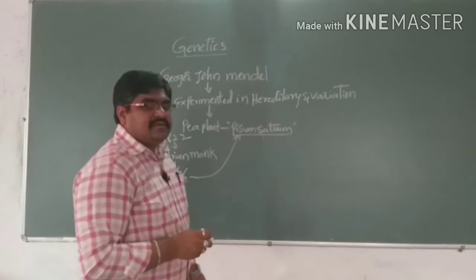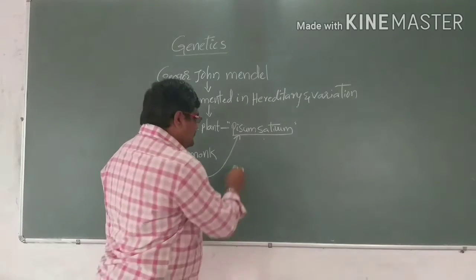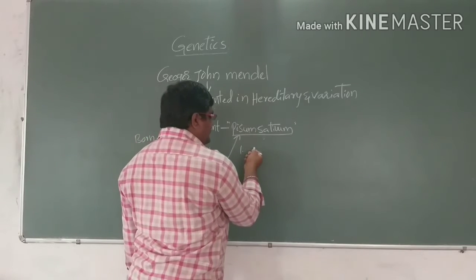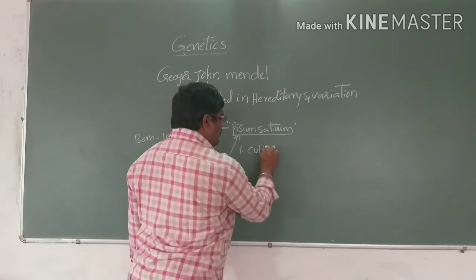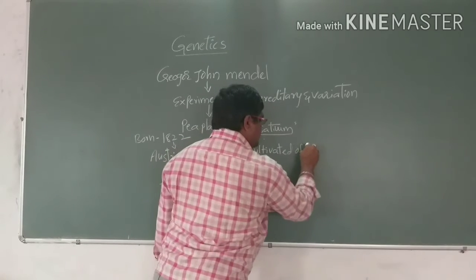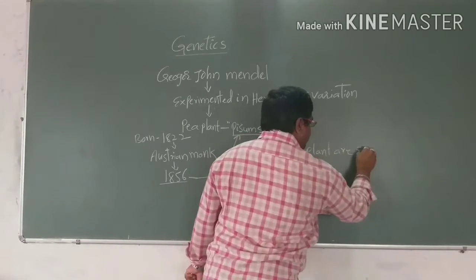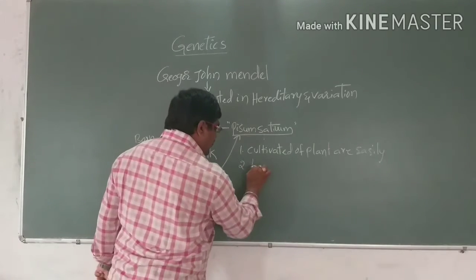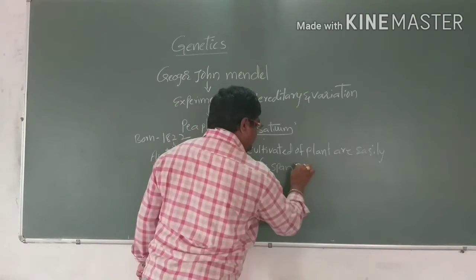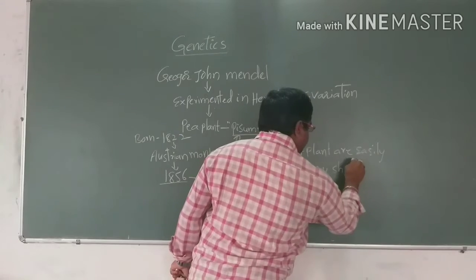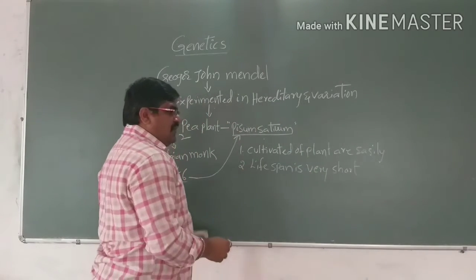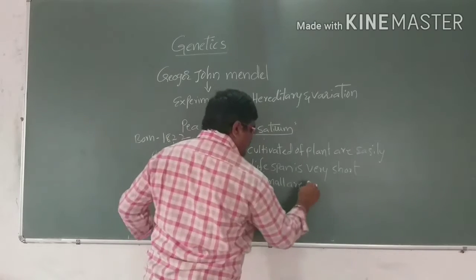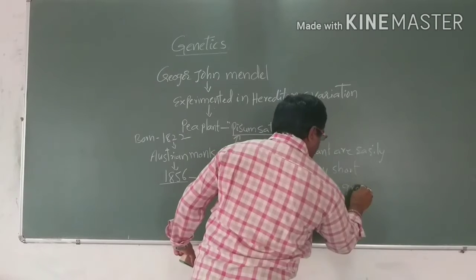Why did he select the Pisum sativum, the pea plant? First, the cultivation is very easy. Cultivated plants are easy, the time period is very short, that means the lifespan is very short, and he can also grow the plants in a small area.